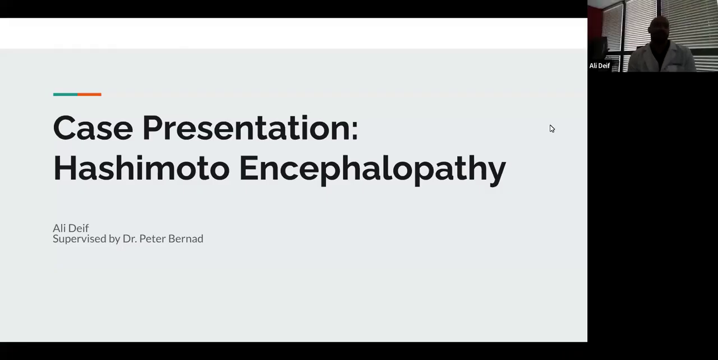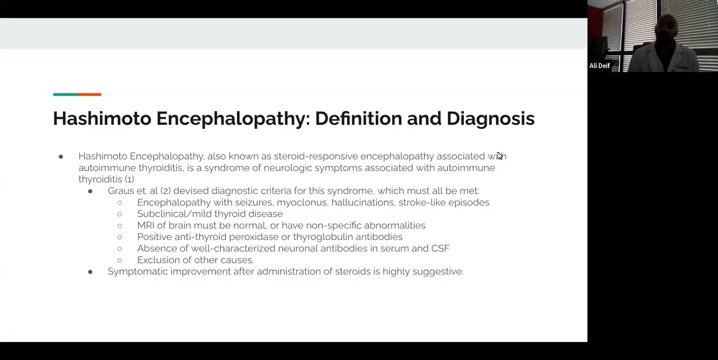Hi, my name is Ali, and today I'll be presenting the topic of Hashimoto encephalopathy and use a very interesting case that we saw in our clinic to demonstrate the diagnosis, the management, and the treatment of this very rare condition. So let's start with the definition and the diagnosis.